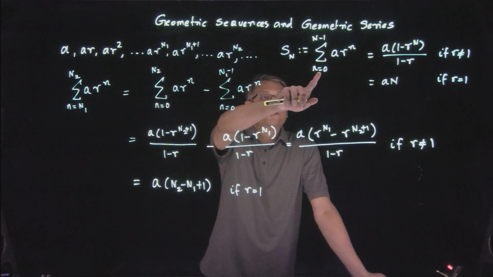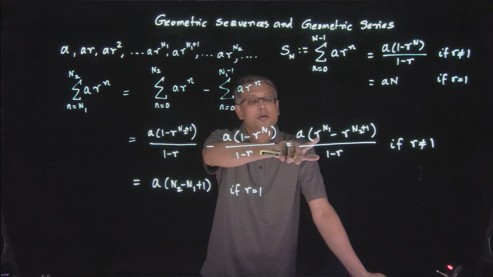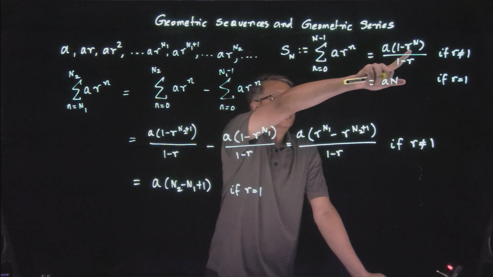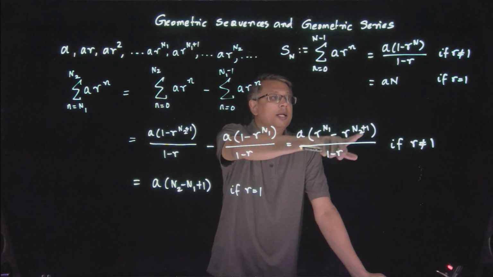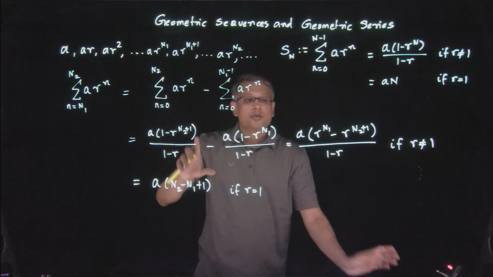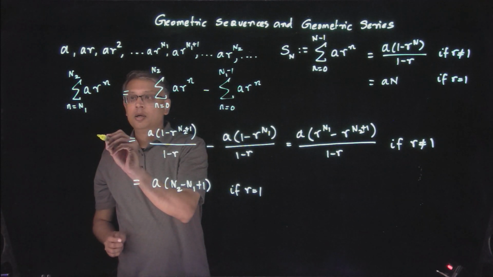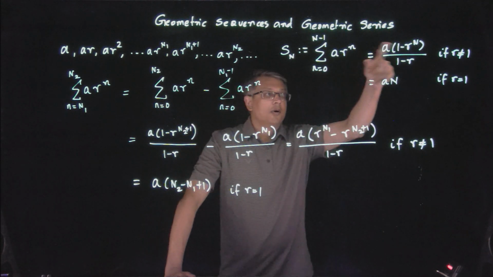So of course, this formula is just a special case of this where we put capital N1 equal to 0. So when I plug in N1 equal to 0, I get 1. So I get a times 1 minus, and then if I plug in N2 equal to N minus 1, I get exactly this formula over here. So this is the more general formula. I would like you to remember this formula, and we can derive all these things from here.